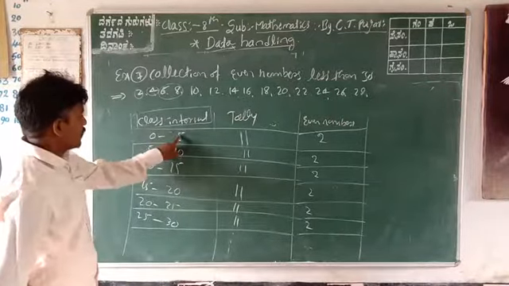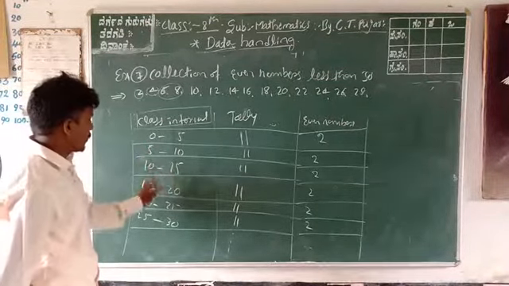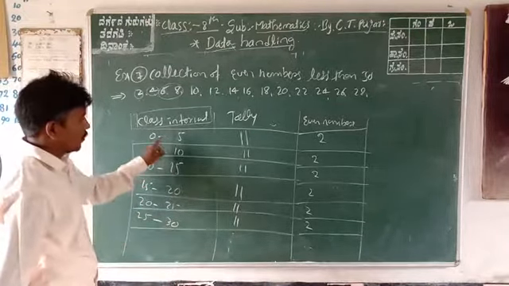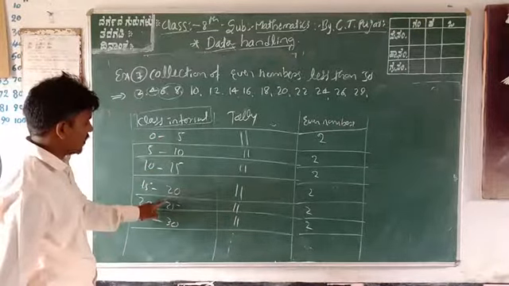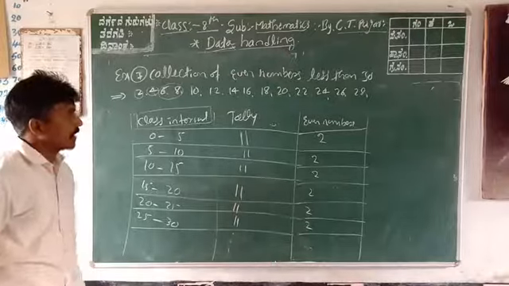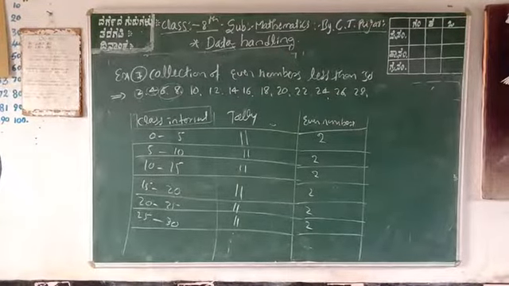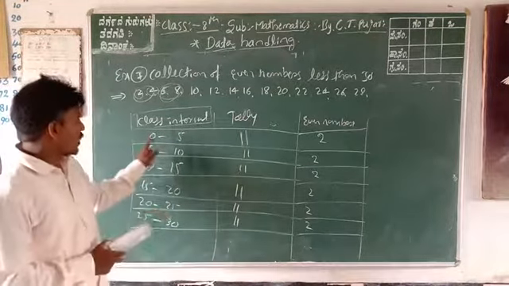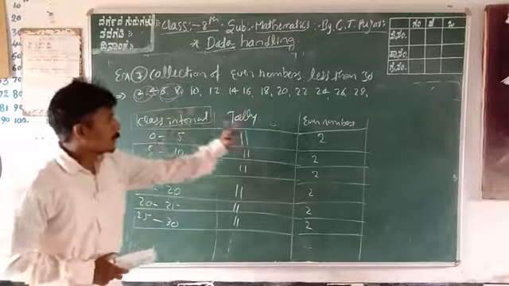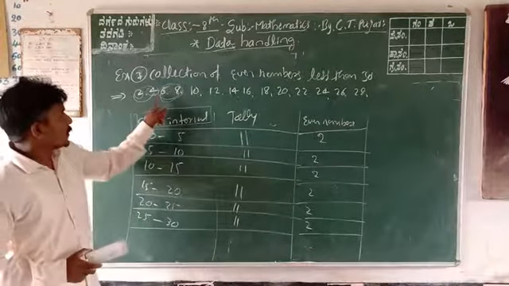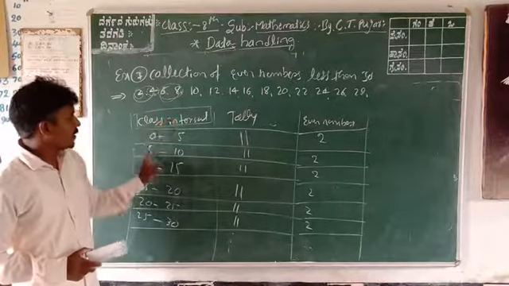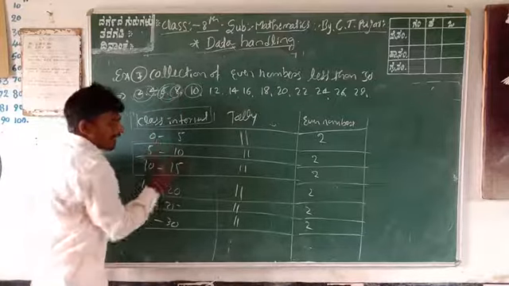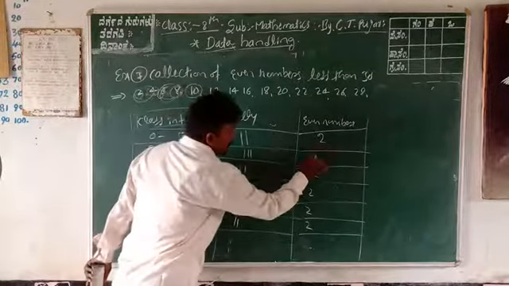0 to 5, 5 to 10, 10 to 15, 15 to 20, 20 to 25, 25 to 30. 1, 2, 3, 4, 5, 6. 6 groups are here. Okay. In this group, one mistake is there. 0 to 5, how many even numbers are here? Only 2 numbers. Next, 5 to 10. In 5 to 10, how many numbers are here? 6, 8, 10 also included in this class interval. So this one is 3.